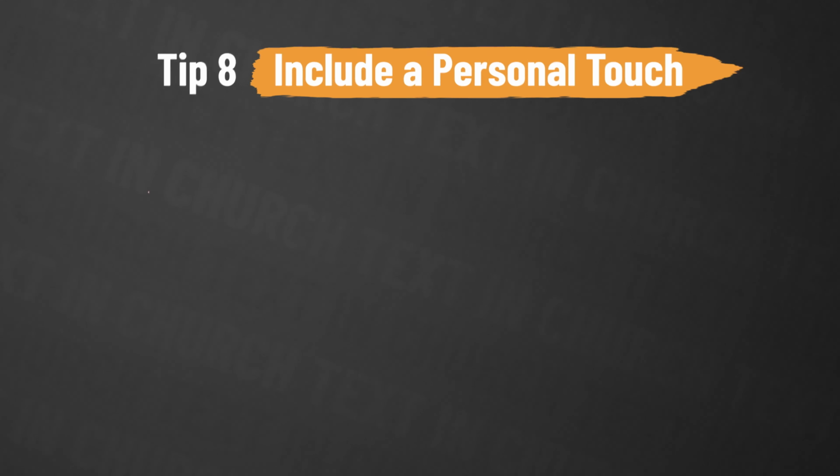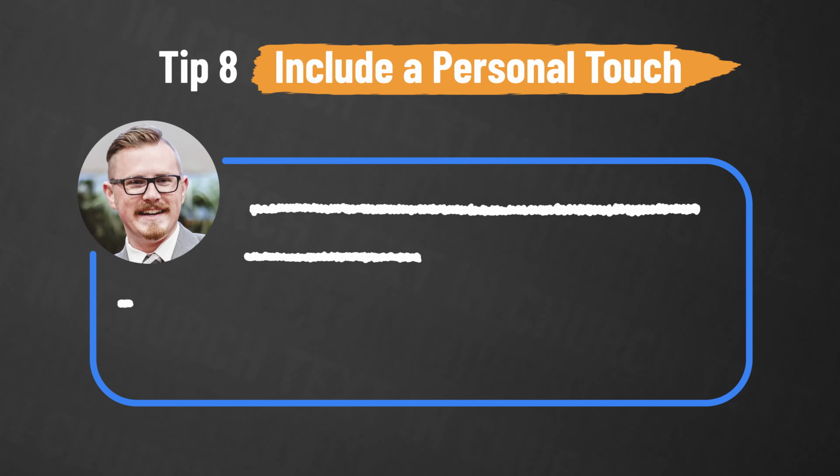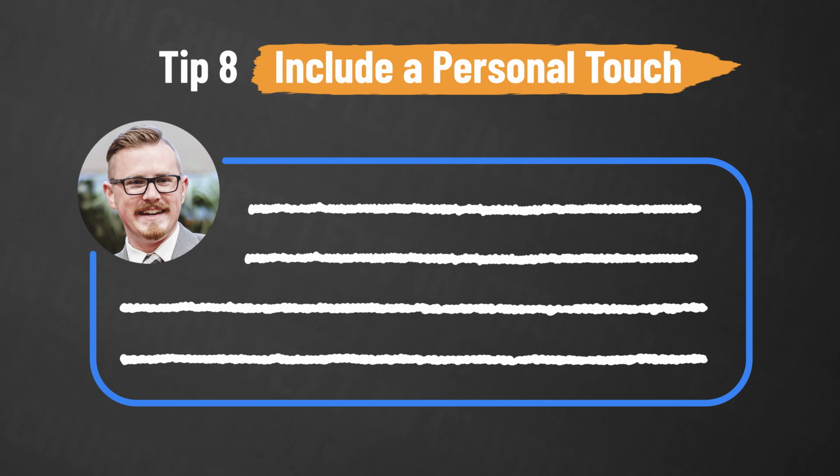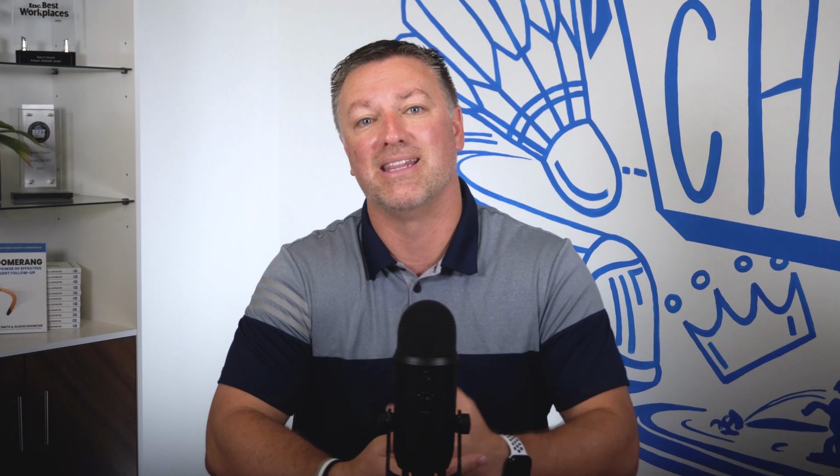Tip number 8, include a personal touch. Include a personal note or message from a pastor or a church leader to add that personal touch and strengthen the connection with the congregation. Another way to do this is to share stories or testimonials from members that help to build community and to highlight the impact of your church's activities.